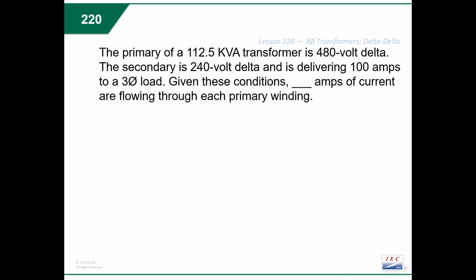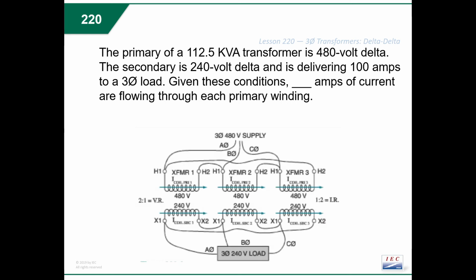So that was a lot of stuff. I'm going to tell you right now, they gave us some info we didn't really need. If we work backwards, we have 100 amps on the secondary of this 240 volt transformer. So this load is 100 amps. They want to know how many amps of current are flowing through each primary winding on this side. So we're really going to have to walk our way back here. We're going to have to remember our basic Ohm's law, and the formulas we just talked about.